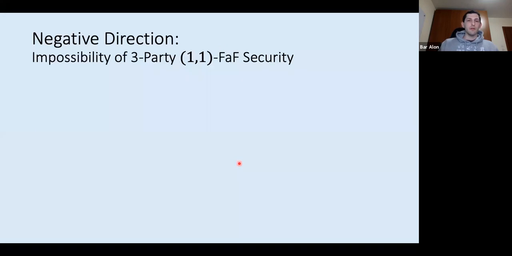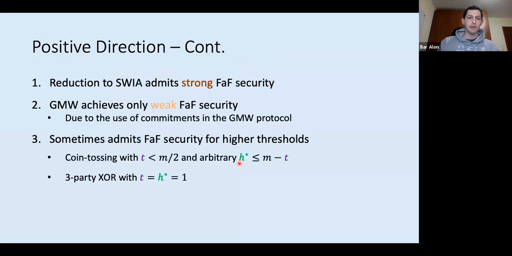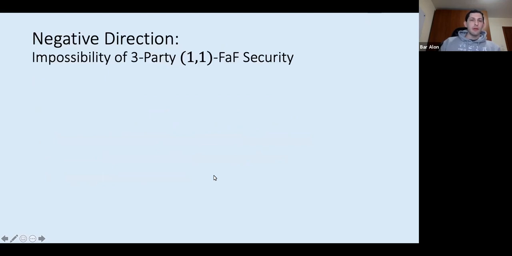Okay, so before going to the negative direction, are there any questions? Okay. So now I'm going to talk about the negative direction. Specifically, I'm going to consider only the three-party case with 1-1 FAF security. This is a special case. It turns out that we can take this special case and use it to prove the more general case. I'm not going to get into the details, but it's a standard technique. So for now, just the three-party case.